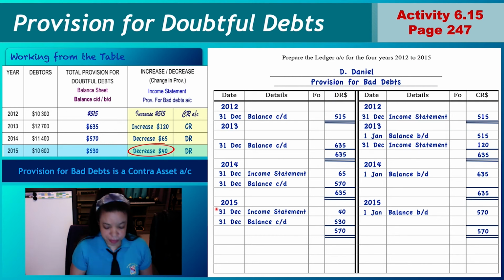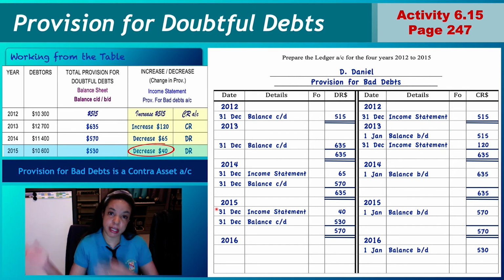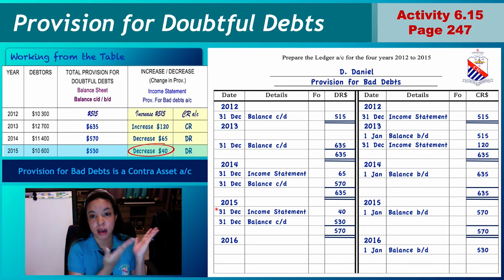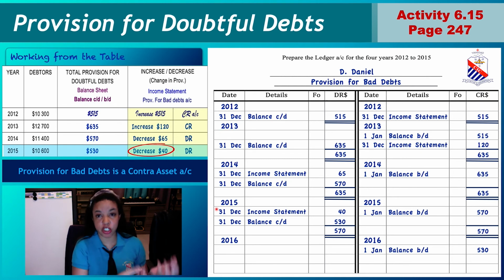Okay, so are we finished? Even though they only asked us for these years, you know that we have to always go and open up for the following year. So our following year is 2016. You bring your balance down on the 1st of January, balance brought down $530. And now we have it totally completed. There is our provision for doubtful debts, or provision for bad debts as it was known in the past more commonly. This is what we have to look at in terms of how it's supposed to look.